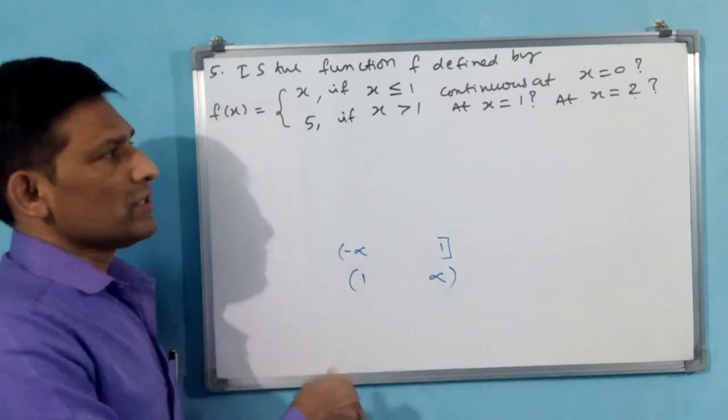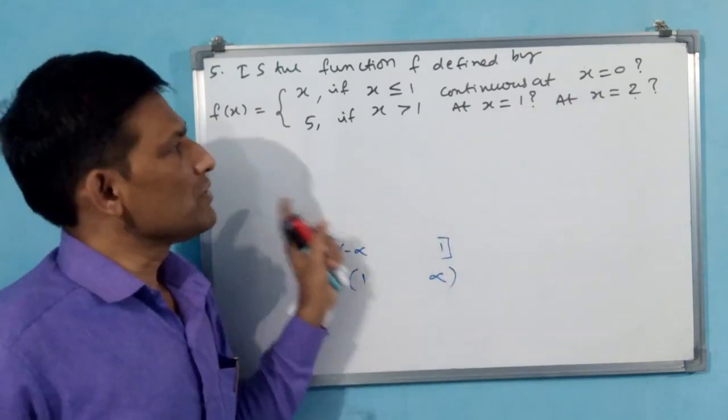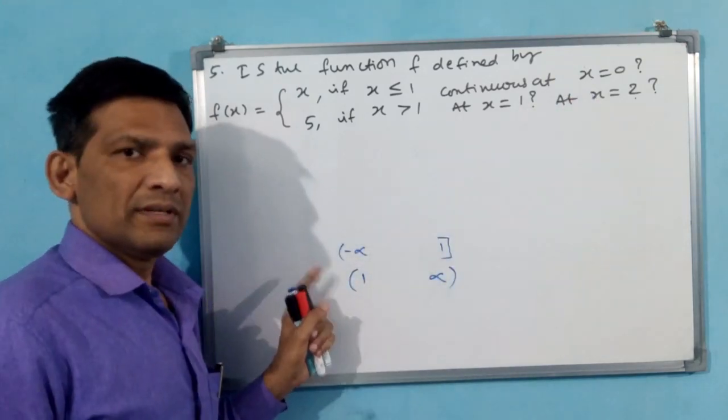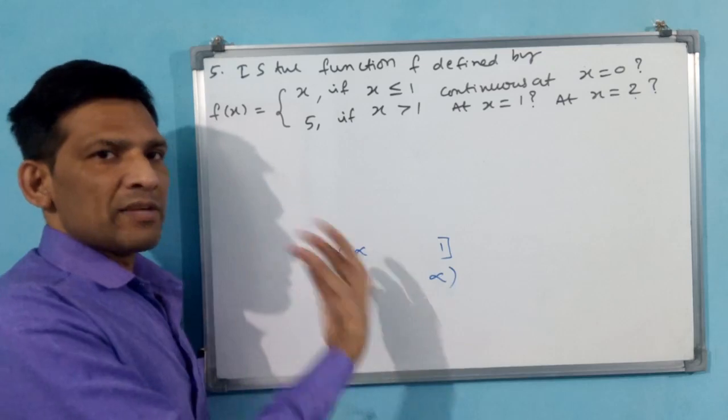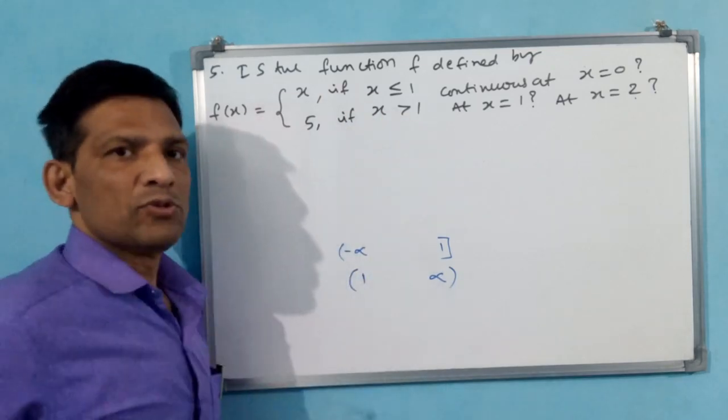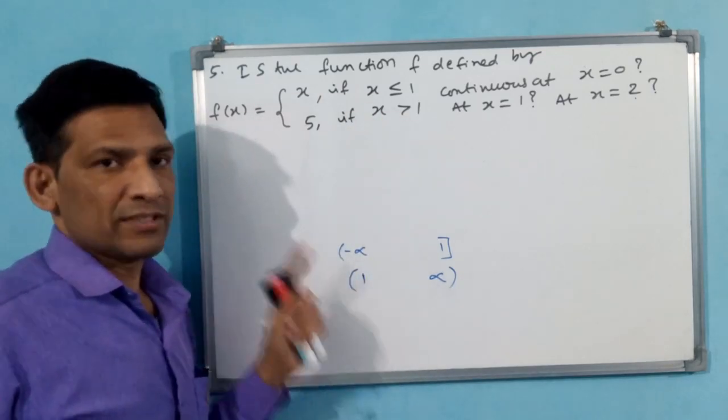Okay? Let us proceed. First, at x is equal to 0, we see. Afterwards, at x is equal to 2, we see. Both are continuous, like we will prove. And we go for x is equal to 1. There we will see whether continuity or discontinuity. Okay?